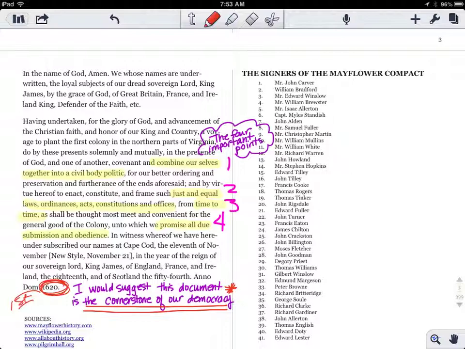I'm going to pause for a moment while you get your textbook open in Notability. If you would go to page 4, which is the translation of the Mayflower Compact.